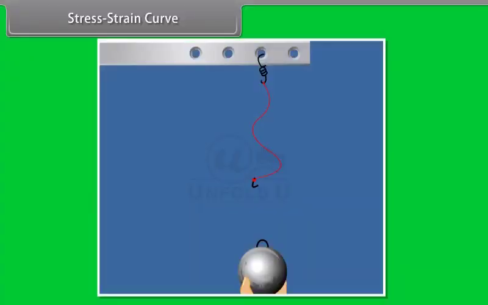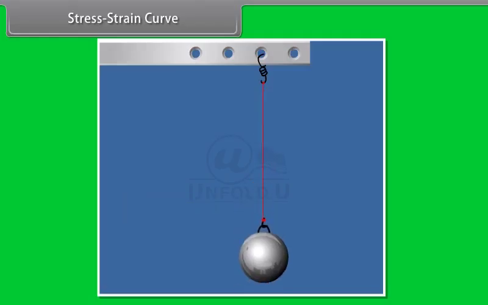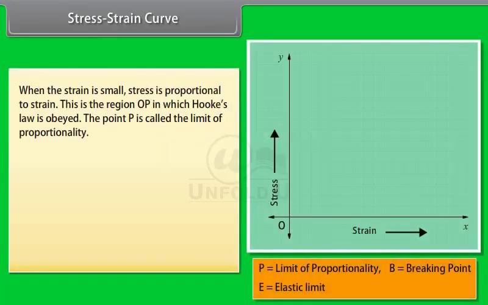Stress-strain curve. Consider a wire suspended vertically. When the wire is loaded, a stress is developed. On loading, the wire increases in length and thus strain is developed. From the curve, we note that when the strain is small, stress is proportional to strain. This is the region OP in which Hooke's law is obeyed.